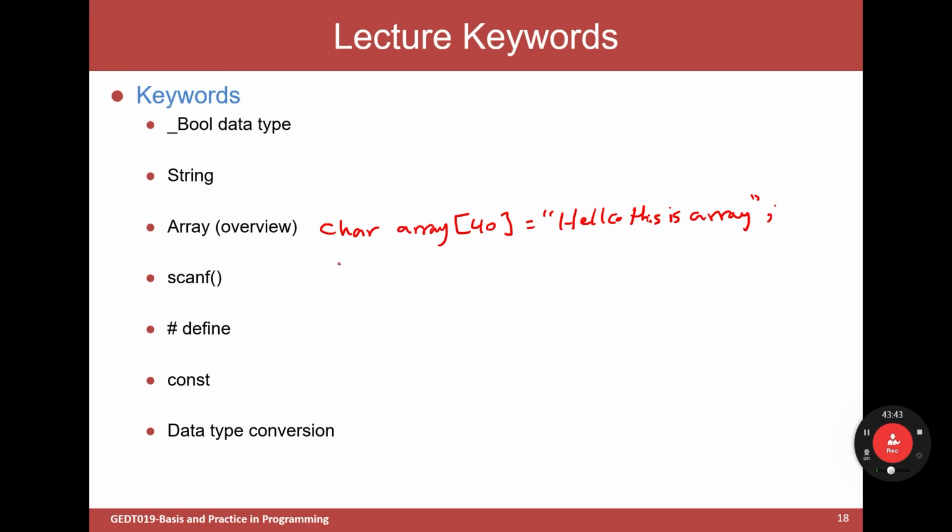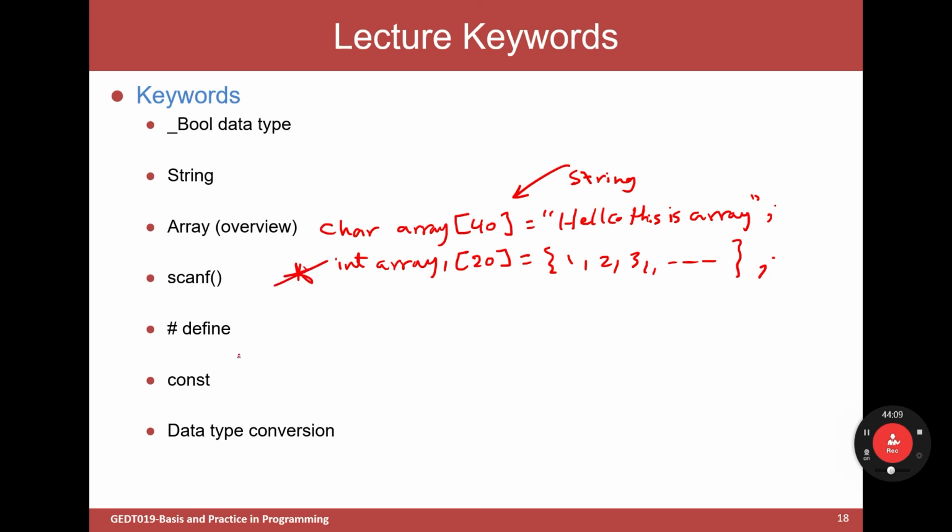We can say, for example, integer. We will see more about integer arrays. This type of array, we call it a string. But for an array of integers, we can say, for example, array 1, equal to 20 numbers. In this case, we can define this array like 1, 2, 3, and so on, up to 40 elements. Okay, we can define this, and we will talk about this one in detail later.